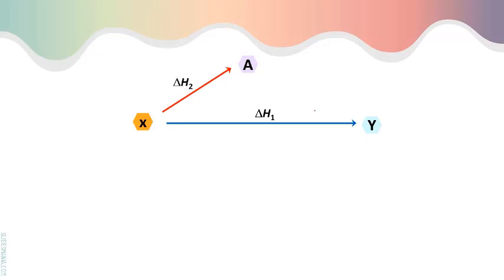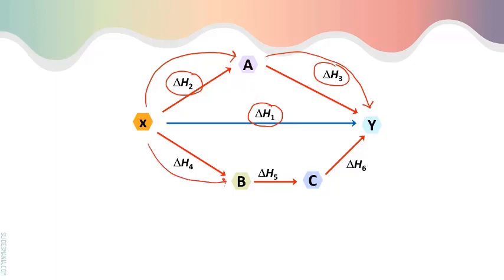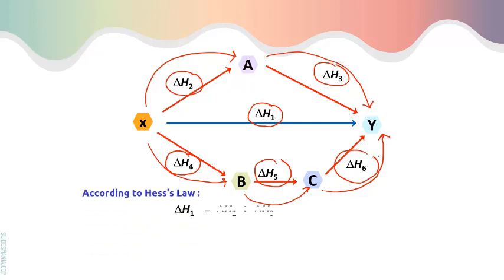Let's refer to the following energy cycle. In this energy cycle, you can see the conversion of X to Y involves multiple routes or steps. For route 1, the enthalpy change is delta H1. For route 2, the sum of enthalpy change is delta H2 plus delta H3. And for route 3, the sum of heat changes is delta H4 plus delta H5 plus delta H6. According to Hess's law, these are the relationships.